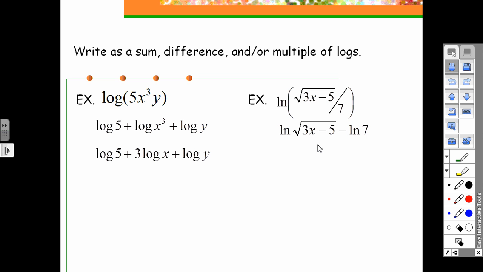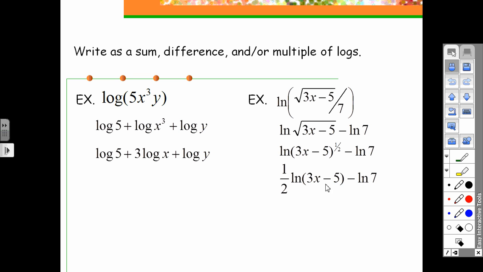The next thing I'm going to do is, if you recall, the square root of something can be written as an exponent, right, the rational exponent of 1/2. And so now I can use my power property and move this 1/2 in front of this natural log, and I would have my answer.